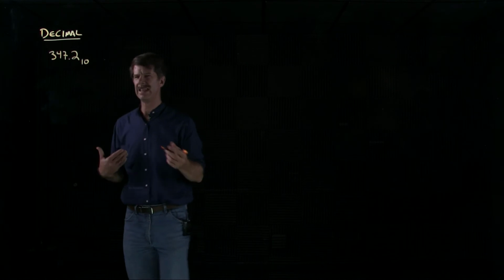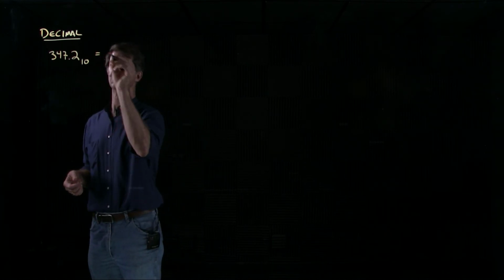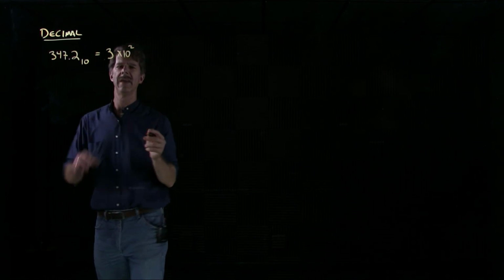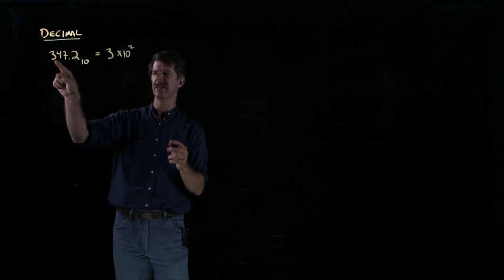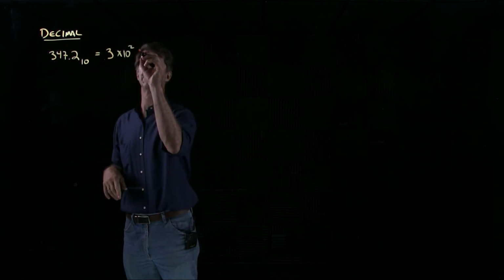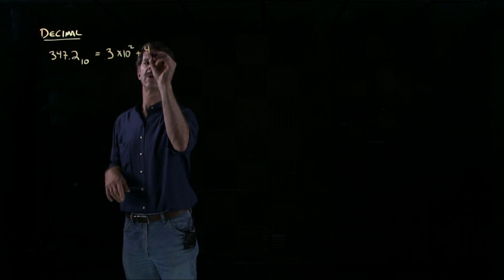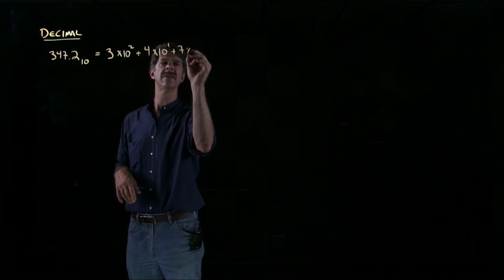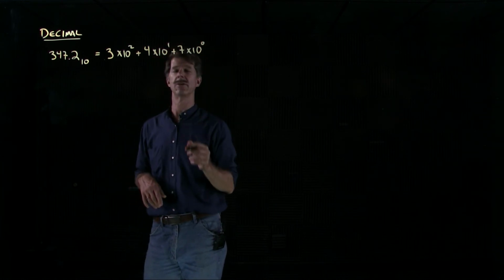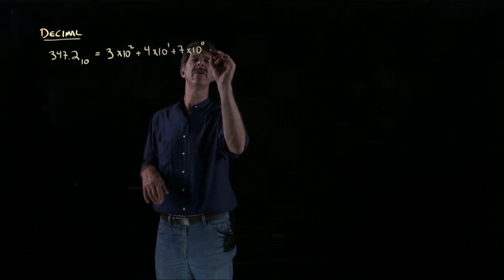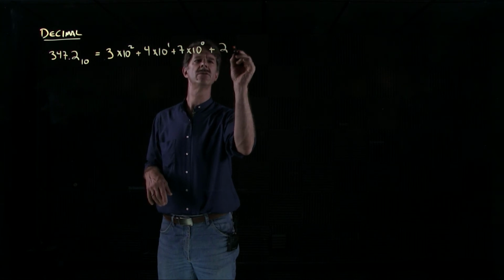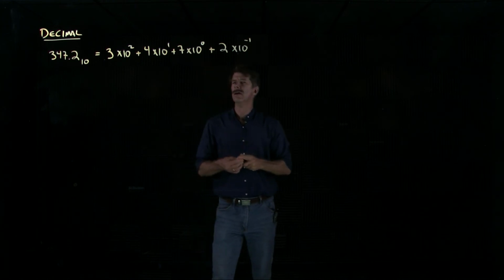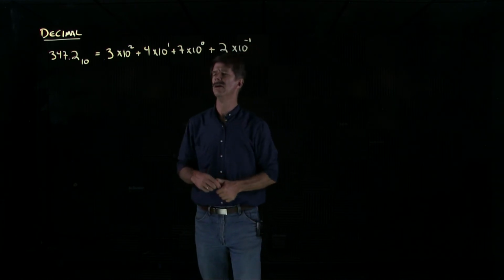So what does that mean? How do we interpret that number? Well, what it means is 3 times 10 to the 2. And the 10 to the 2 is encoded in the fact that this is in this particular position before the decimal point. Plus 4 times 10 to the 1 plus 7 times 10 to the 0. 10 to the 0, of course, equals 1. And something you may not remember or think about much is plus 2 times 10 to the minus 1, which, of course, is 0.1.